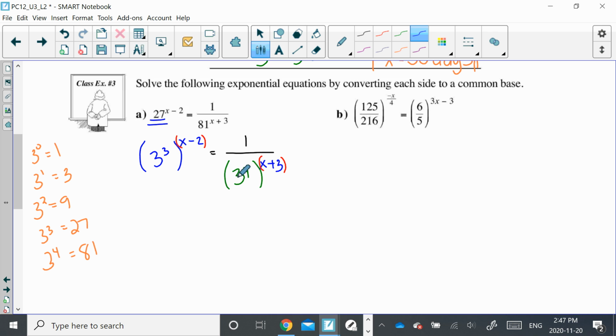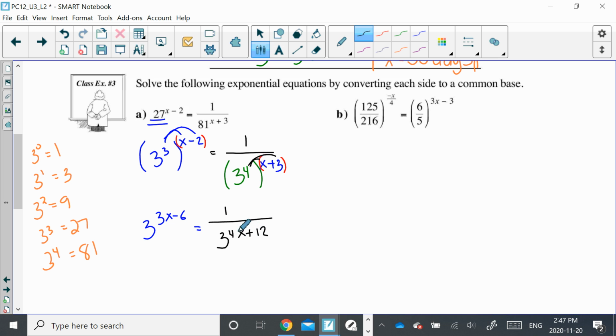Now I'm in base 3, and I need to do exponent laws here to get rid of these brackets. This is power to a power, so we are going to distribute. That would give us 3 to the power of 3x minus 6 is equal to 1 over, what would this be? Sorry, same thing. Power to a power, 3 to the power of 4x plus 12.